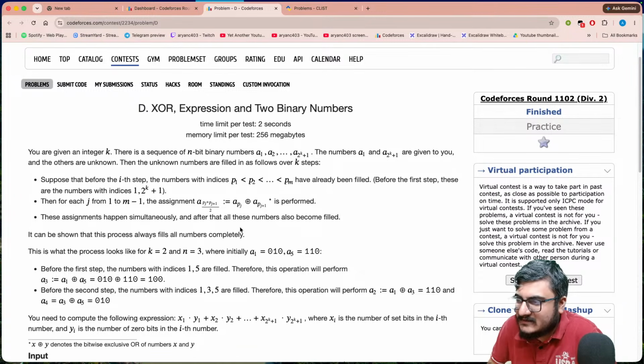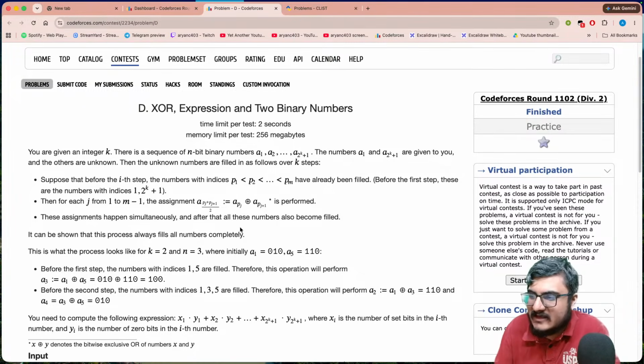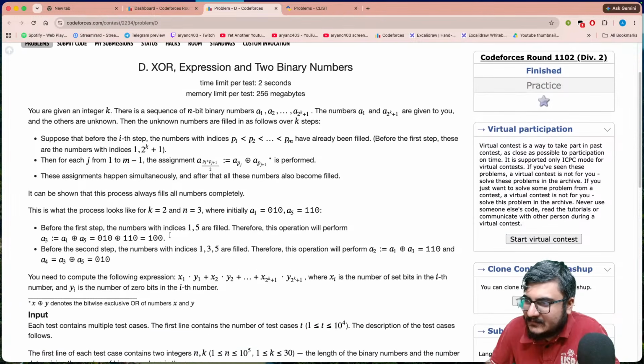Suppose that before a step, the numbers with the indexes p1 up to pm are already filled in. Then for each j equal to 1 to m minus 1, you look at the midpoint of each cell and fill it with the XOR of the two numbers at the endpoints. These assignments happen simultaneously. After that, all the numbers become filled. It can be shown that the process will always fill all the numbers completely.